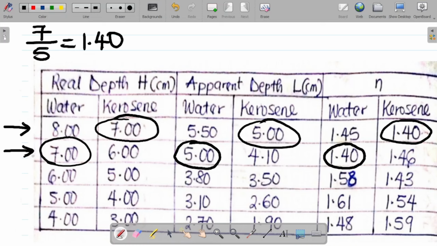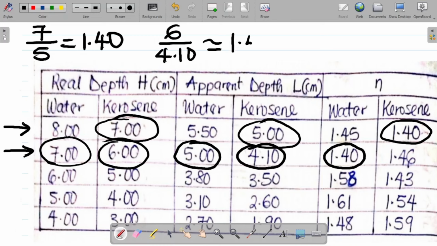All right, let's take one final one. Still under the second row, under kerosene, the real depth is 6.00. So it becomes 6.00 divided by the apparent depth for this same row for kerosene, which is 4.10. In two decimal places, you have approximately 1.46, which gives you this value. So basically, this is how we get the value of each of them. Use this concept to fill out the whole table for your own practical manual.